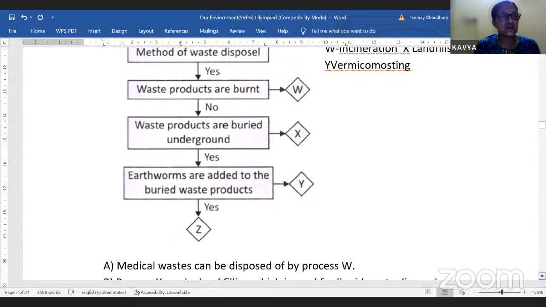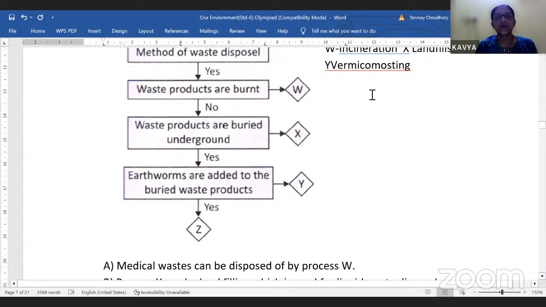Now, this sort of composting, this method of forming compost, I showed you in the PPT how compost is made. You put the kitchen waste, put a layer of soil, sprinkle some water on it, and cover it. After a few months, it will become fertile soil. But when earthworms are added to it, it is known as vermicomposting. This is the spelling.